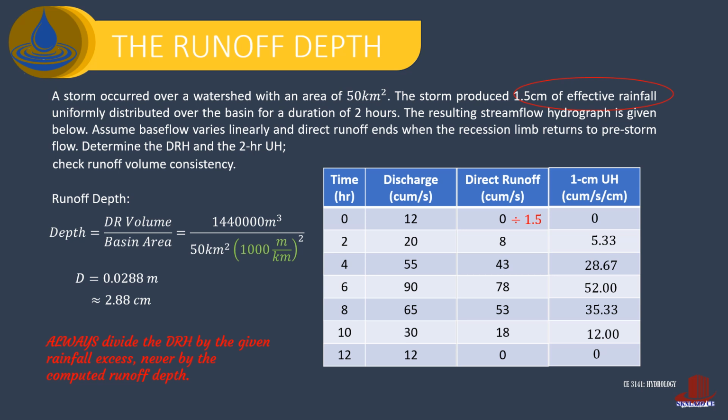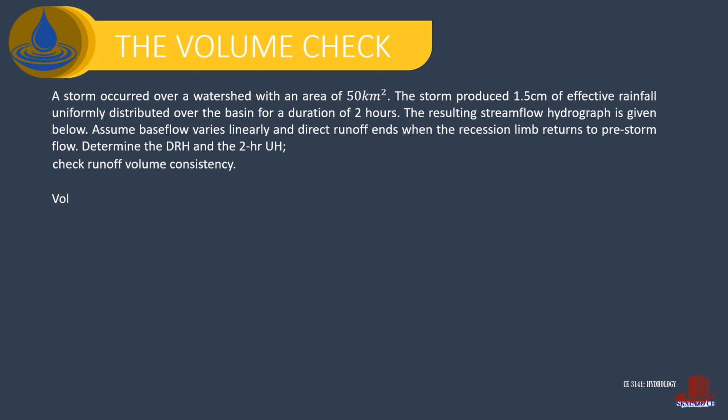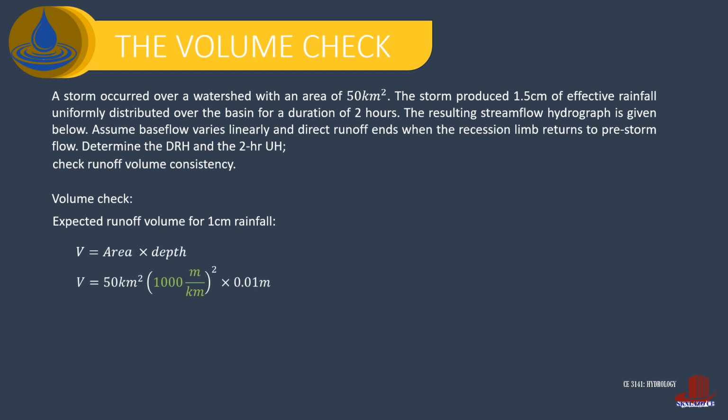Note that for the case of the first example, the effective rainfall wasn't provided, so we estimate the unit hydrograph using the runoff depth. The next requirement is to check consistency of runoff volume. The expected runoff volume for a 1 cm rainfall is the catchment area multiplied by the depth of 1 cm. The volume is then 50 square kilometers multiplied by 0.01 meter, giving 500,000 cubic meters.